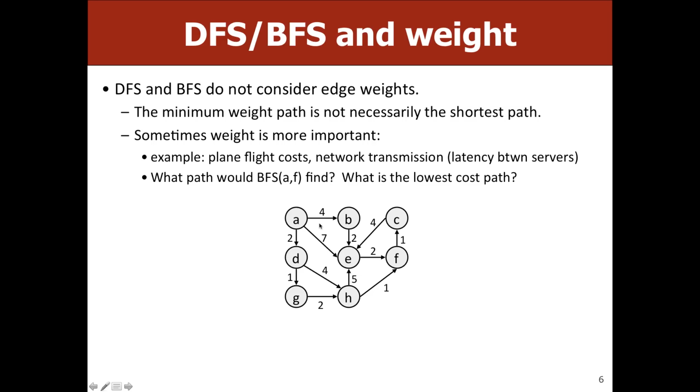So as an example of why BFS is not a good enough solution, can anybody see what BFS from A to F would find? Which path it would find? Yeah, A to E to F. Okay, so BFS would find this path, right? Okay, so that cost is 9. Anybody see a better path?